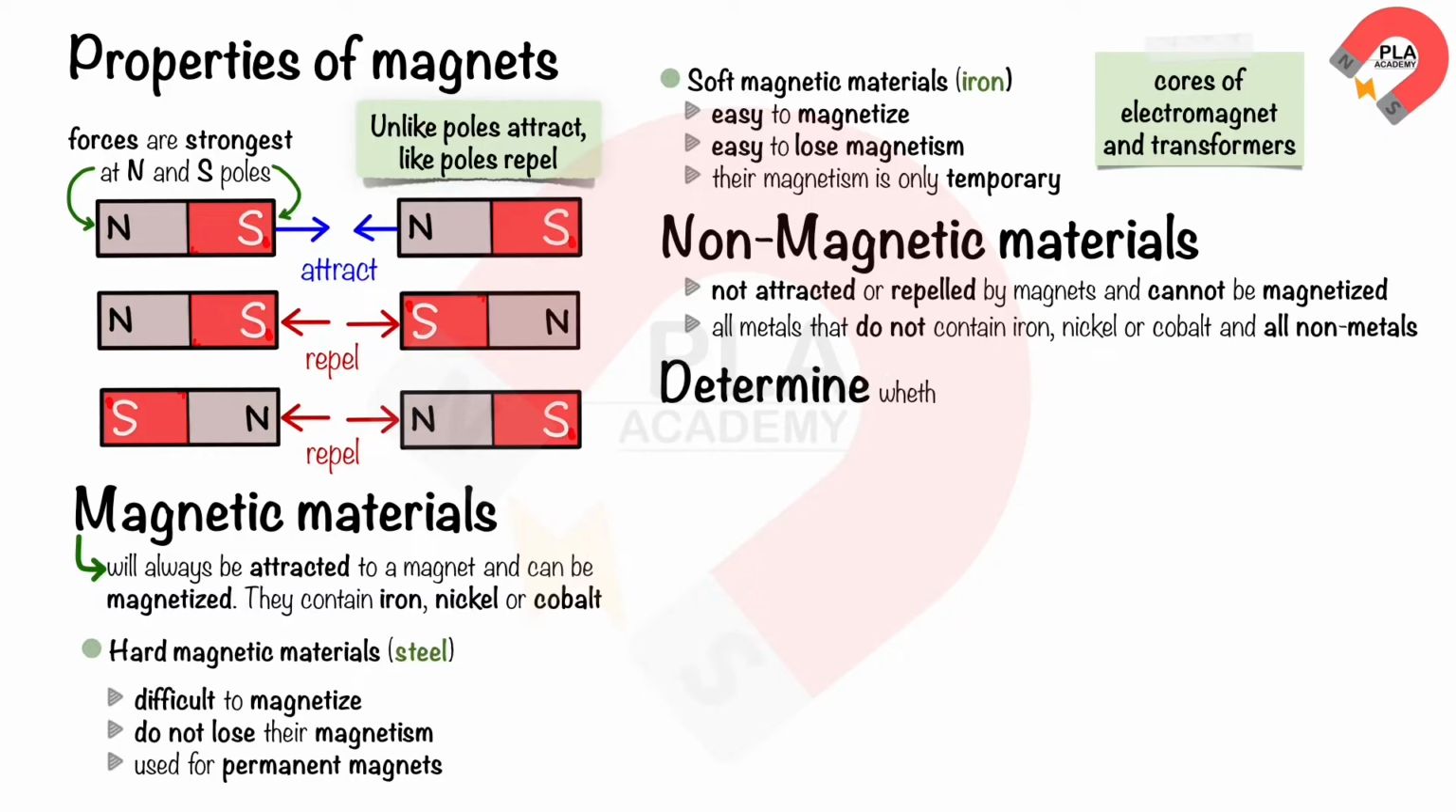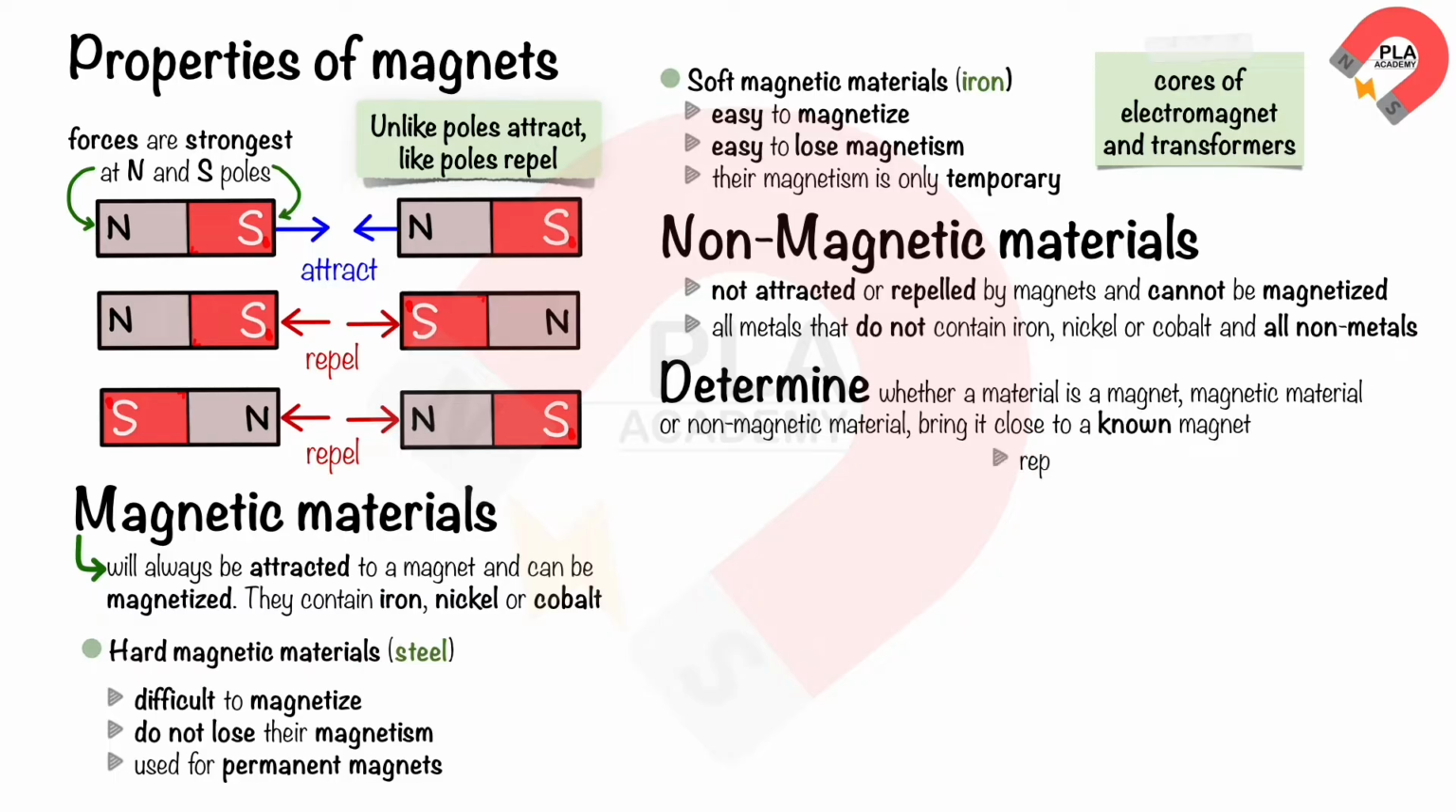To determine whether a material is a magnet, a magnetic material, or a non-magnetic material, bring it close to a known magnet. If it can be repelled by the known magnet, then it is a magnet. If it can only be attracted, and not repelled, then it is a magnetic material. If it is not affected, then it is a non-magnetic material.